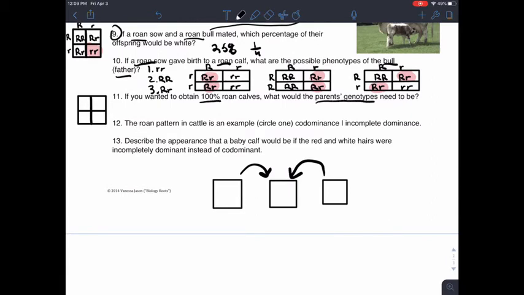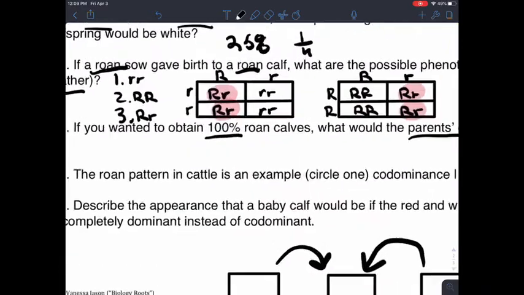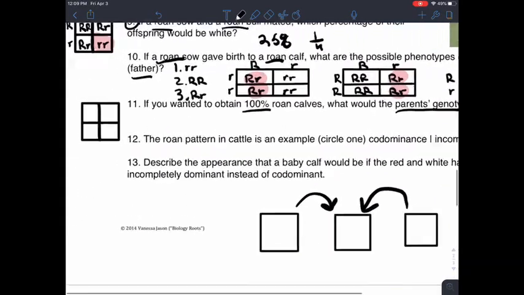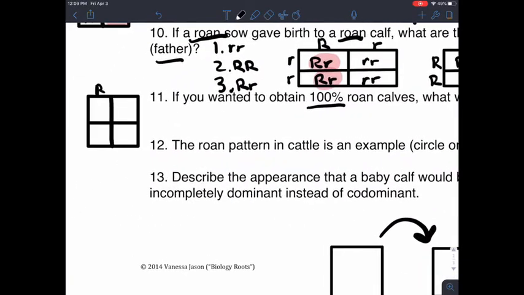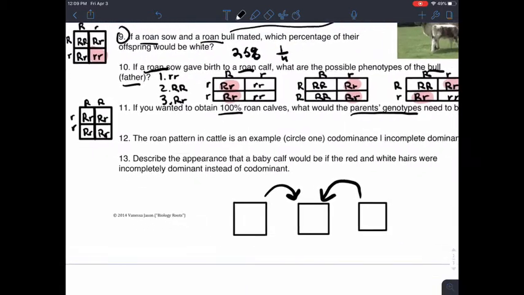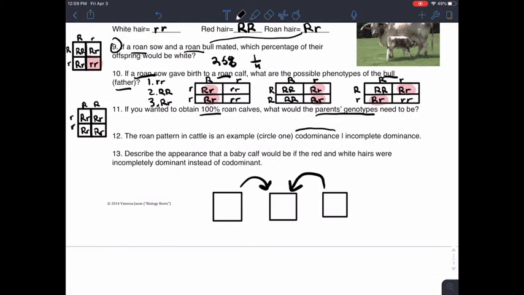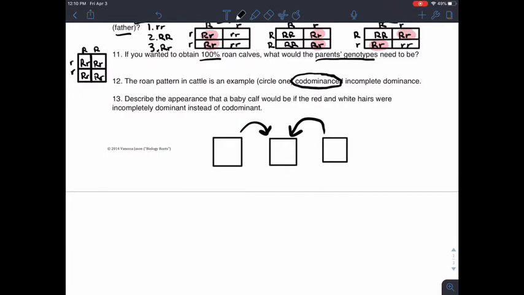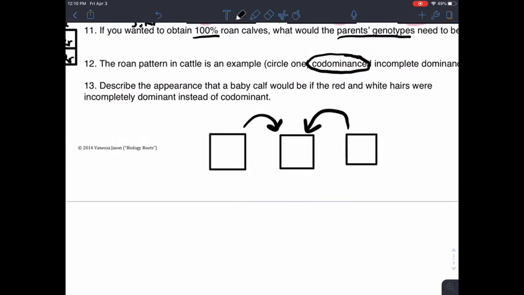We can now figure out if we want to get 100% roan calves, what do the parents' genotypes need to be? So if we look above, we notice it's never 100% roan when you have heterozygotes. So we need to put homozygous dominant on the top and homozygous recessive on the side to create 100% roan calves. And this is an example of codominance because it is expressing both the red hair and the white hair. If you're thinking maybe it is incomplete dominance, question 13 will prove you wrong.